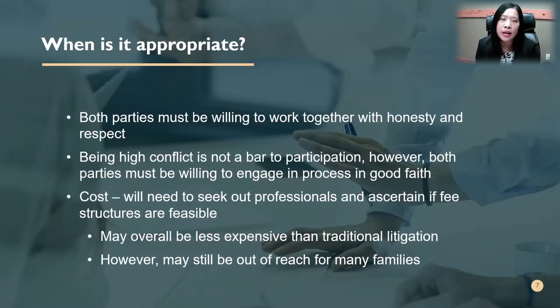Now, in terms of when is it appropriate? Well, first of all, both parties must be willing to work together with honesty and respect. There is a caveat that just simply being high conflict is not necessarily a bar to participating in a collaborative separation. However, both parties must be willing to, of course, engage in this process in good faith. Now, for me, I think collaborative family law is amazing. Sometimes always in theory, and many times in practice. Personally, I've found that if you live in a rural location like I do, there are definitely accessibility problems with it: to find a collaborative family law lawyer and to find all of these professionals.